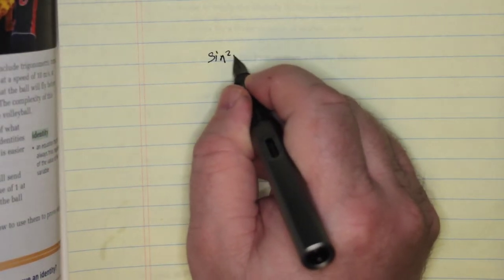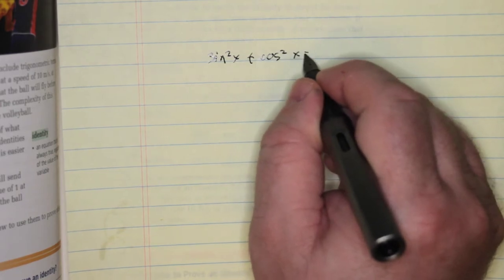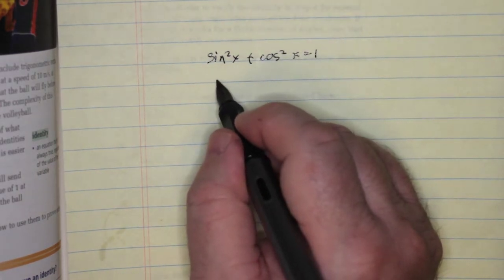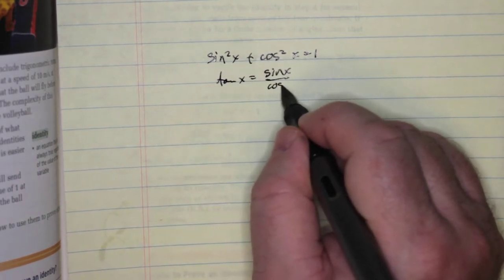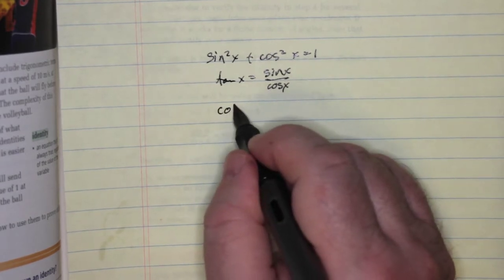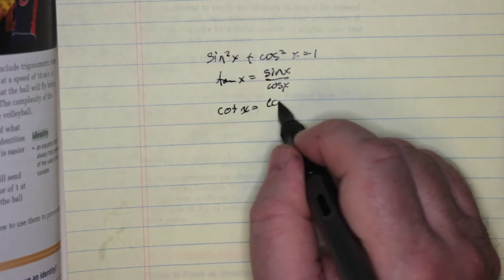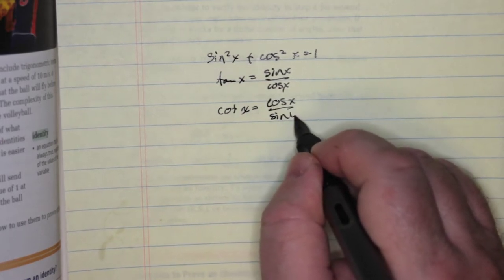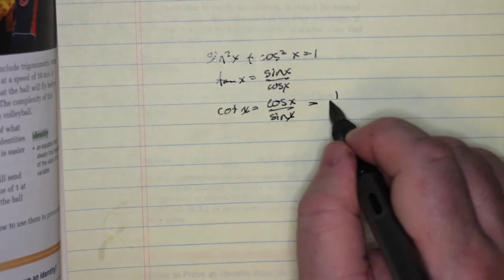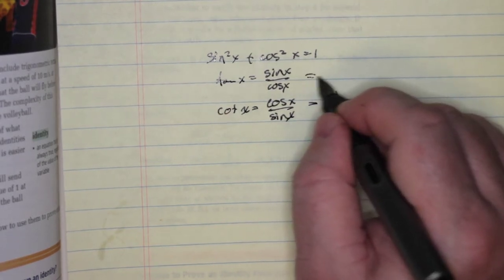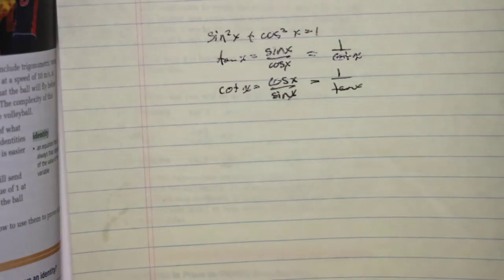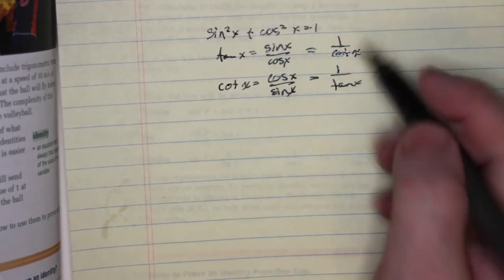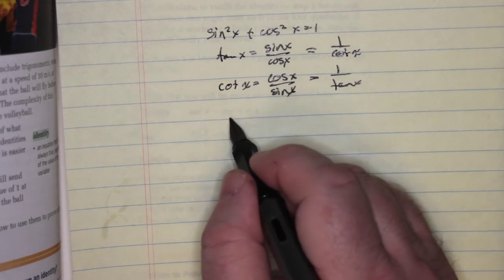So the Pythagorean identity is sine squared x plus cos squared x equals 1. The so-called quotient identity is simply tan of x equals sine x divided by cos x. But of course, there's also cotan x, which is equal to cos x over sine x. It's the other way around. In other words, it's 1 over tan x. But of course, tan x is 1 over cotan x. Okay? The reciprocal identities, I mean, these are already two reciprocal identities, but here's some more.